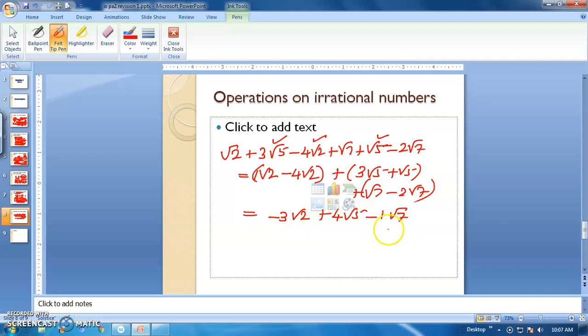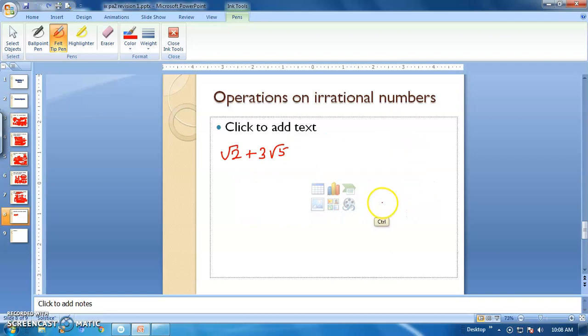Is it possible to simplify again? No. All the 3 terms have different kinds of irrational numbers. It is not possible to simplify, so leave it as it is. Okay. And this is the addition and subtraction only. And how can you multiply? If you want to multiply this term with root of 2, how can you multiply? With normal multiplication only.